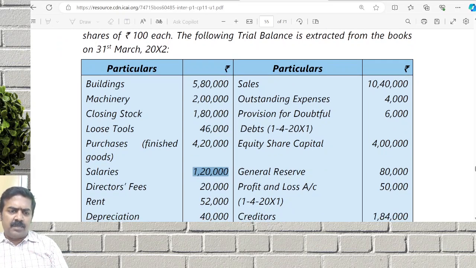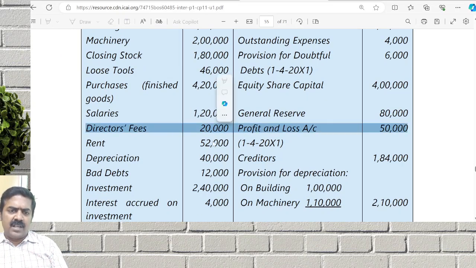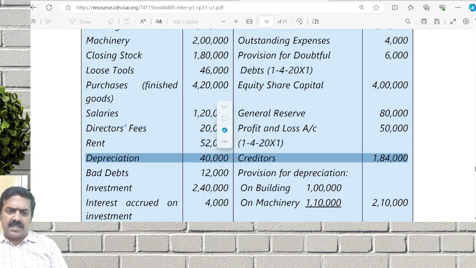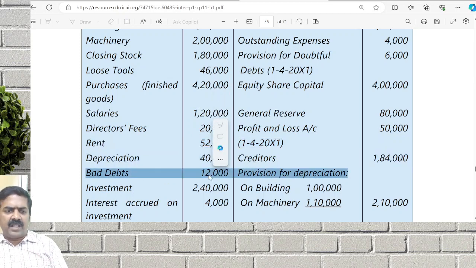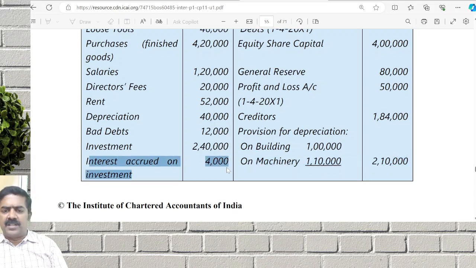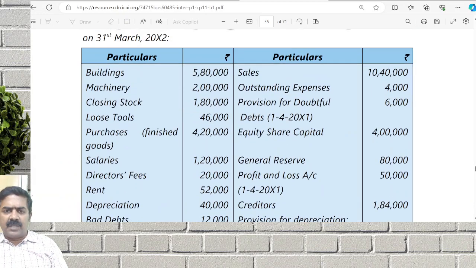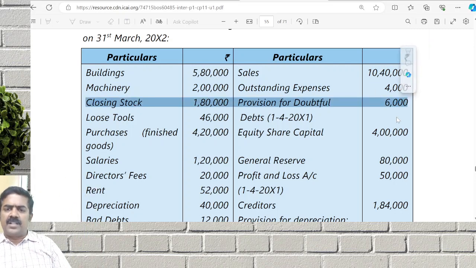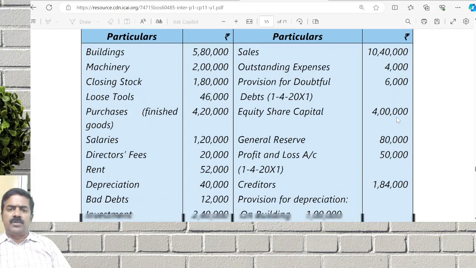Salary, employee benefit expenses; directors fees, other expenses; rent, other expenses; depreciation and amortization; bad debts, other expenses; investment, balance sheet; interest accrued on investment directly will go to balance sheet. Accrued income will go to what? Balance sheet. Sales will come in operating income. Outstanding expense of directors, show it in balance sheet. Provision for doubtful debts, we will adjust with debtors after seeing the closing balance.